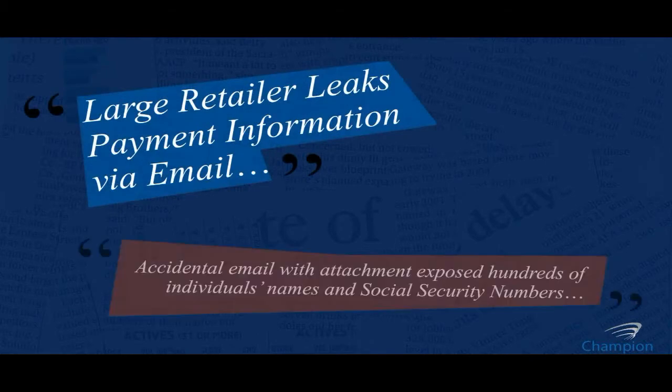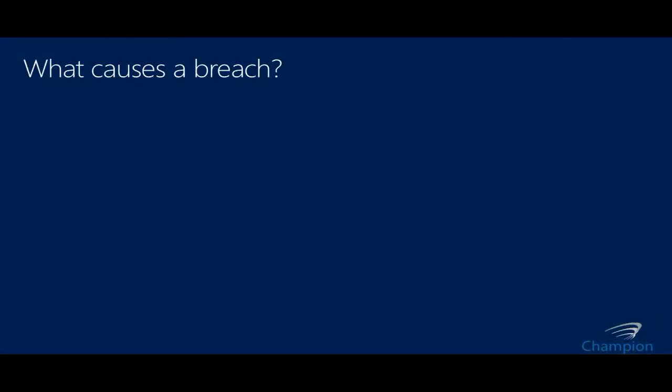So let's talk about why data loss protection. As you probably know, just by reading the newspapers and listening to the news, there is a large amount of data getting out that people don't want to get released. A large retailer down here in Florida got hit with payment information that got sent out via email. Accidental emails and attachments expose Social Security numbers, account numbers, information that corporations just don't want to have released to outside sources. And what really causes a breach?